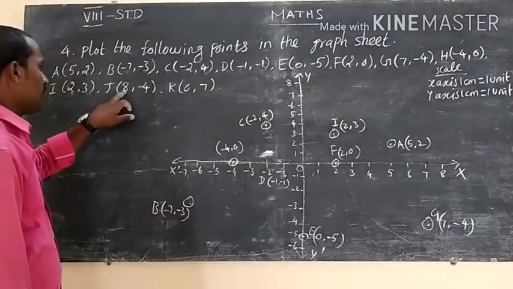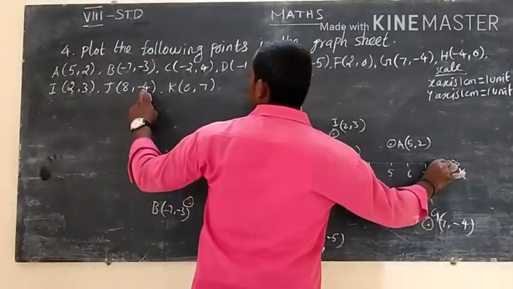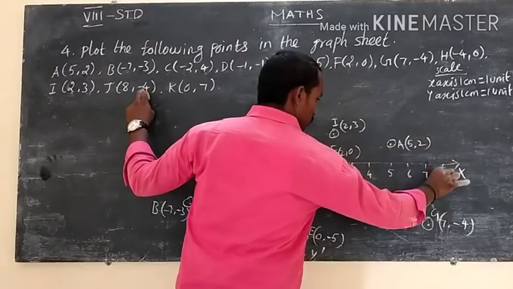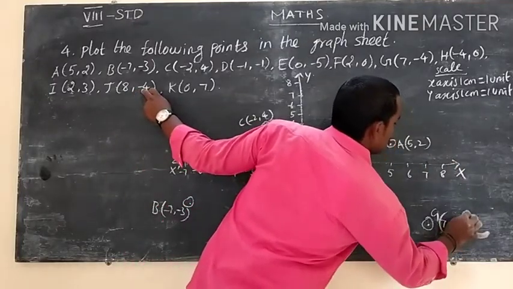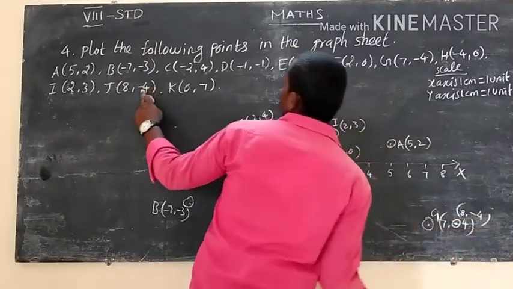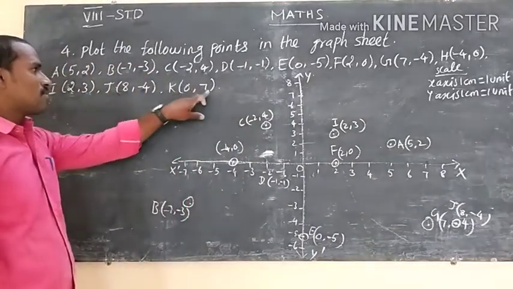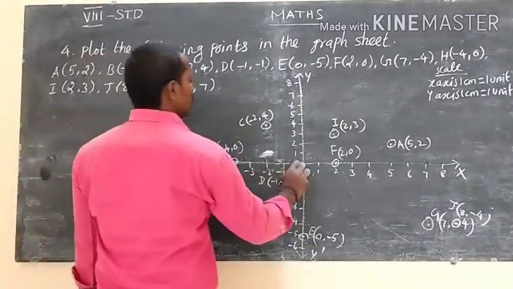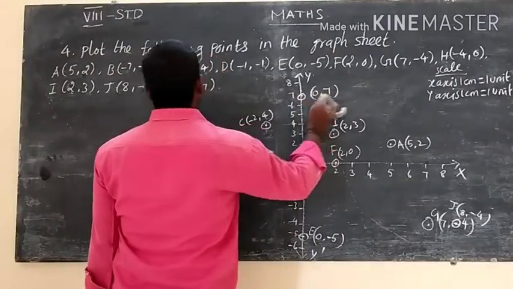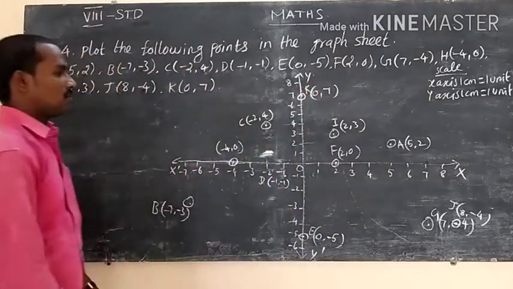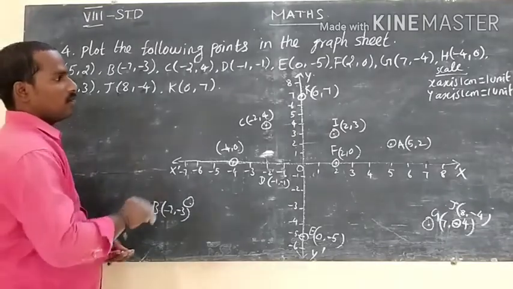Then J, 8 comma minus 4. X is 8, then y is minus 4. So 8 comma minus 4. The name of the point is J. Then K, 0 comma 7. X is 0 and y is plus 7. Here, 0 comma 7. The point is K. That's all. Have you understood how to plot the graph? This is very important.